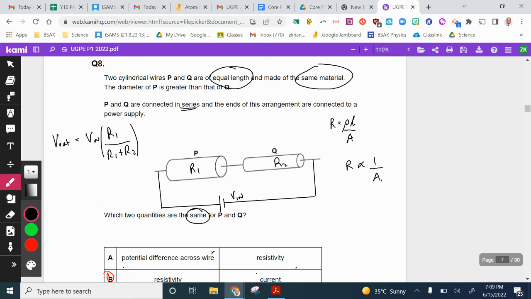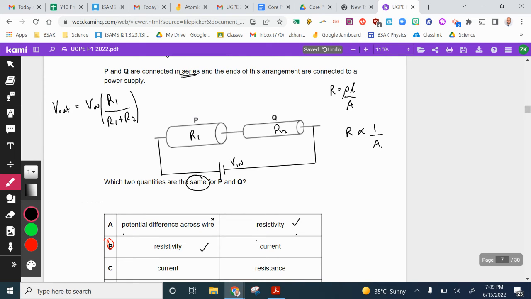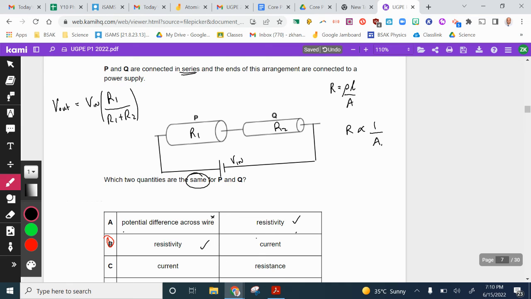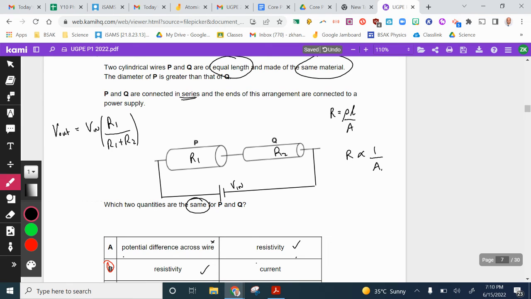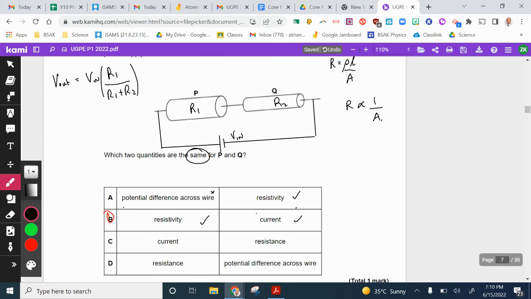So that's not it. Resistivity, we know, is the same material, so they have the same resistivity. So both of the quantities have to be the same. And because it's a series circuit, the current throughout this entire circuit is also going to be the same. So B is the answer. But let's carry on and check why the others aren't.